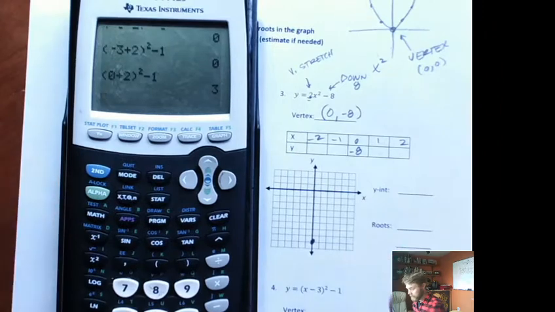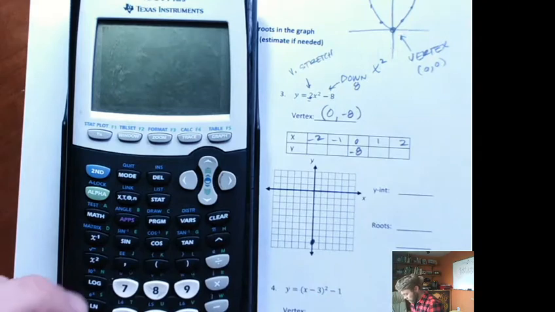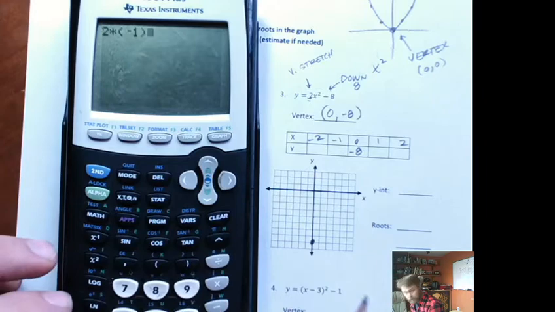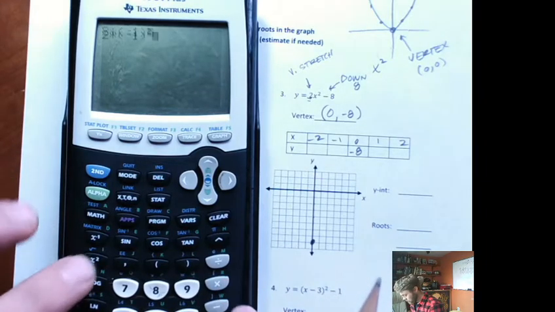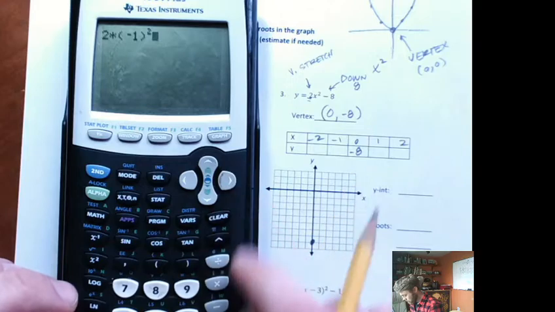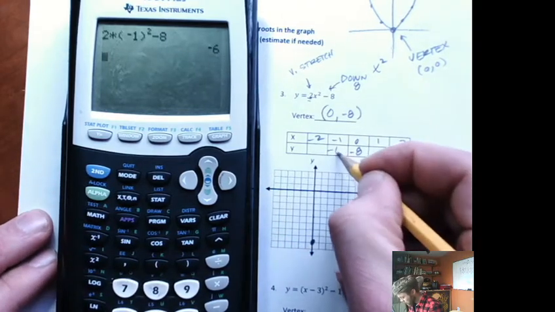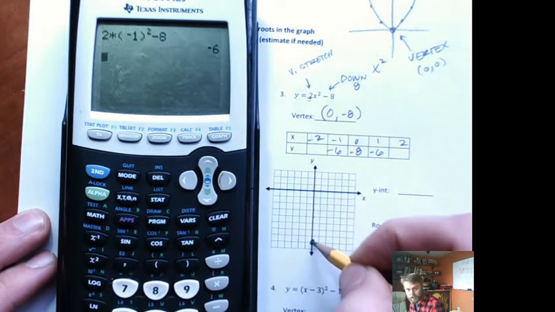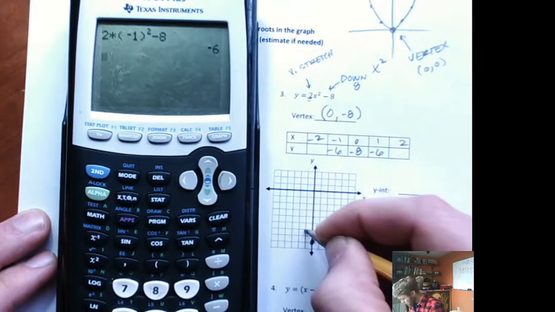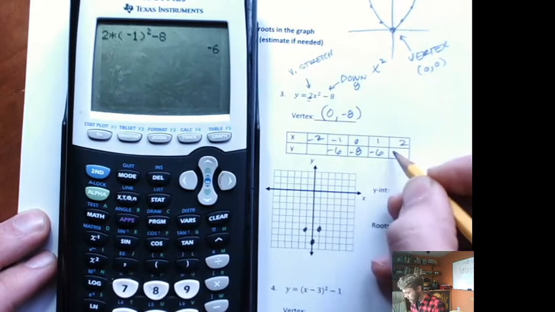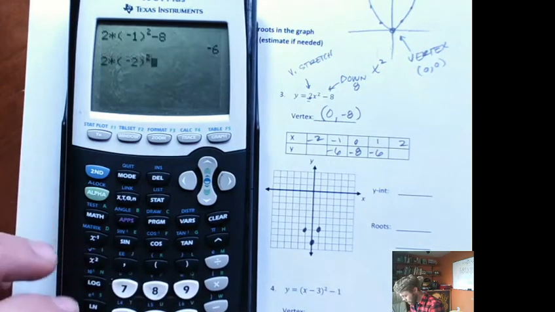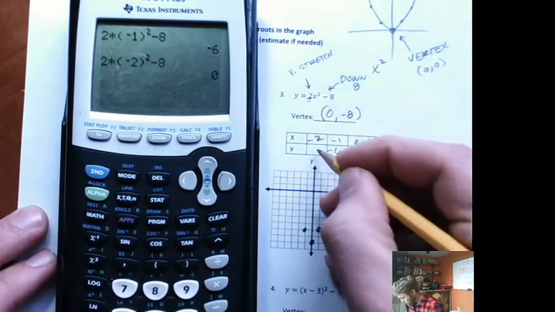Okay. And 2 times, got to put in parentheses if you're going to do negatives. So negative 1 squared, minus 8. Okay, this would be negative 6, and then I know this one is the same because it's symmetrical. That's the middle, right here. Negative 6. Okay, and if we do the same here, 2 times negative 2 squared, minus 8, 0. This is going to be the same.